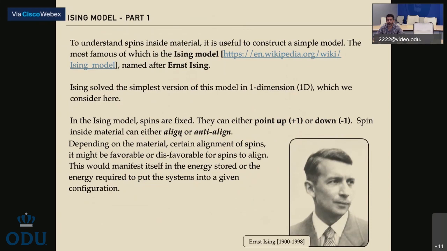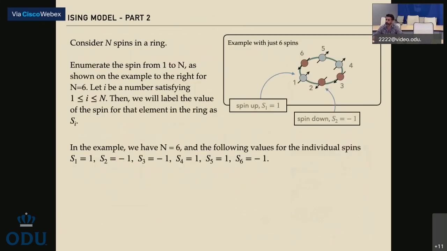And so the spins that are close to each other, they can either align with each other or they can anti-align with each other, okay? So depending on the material and for certain alignments of the spins, it might be favorable or disfavorable for the spins to either align or anti-align, okay? And the way that this manifests itself is in the energy that is stored in the system, or equivalently in the energy that is required to put the system in a given configuration, okay?